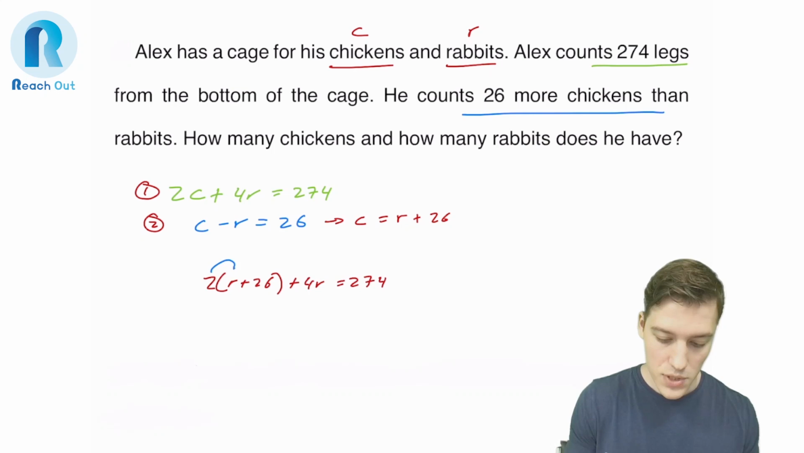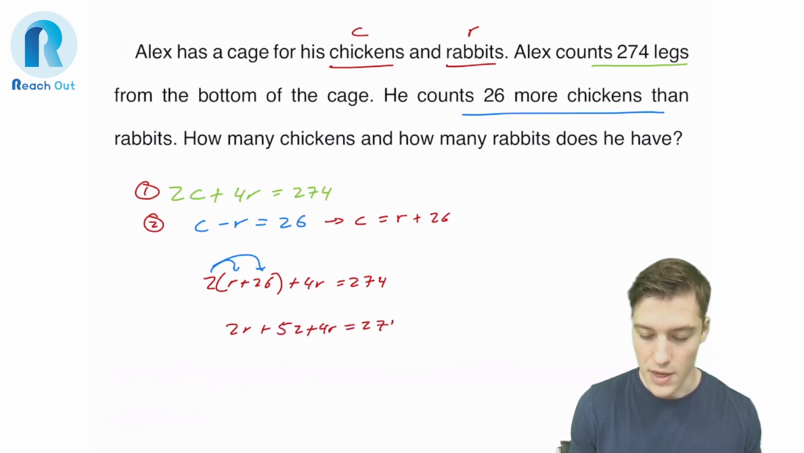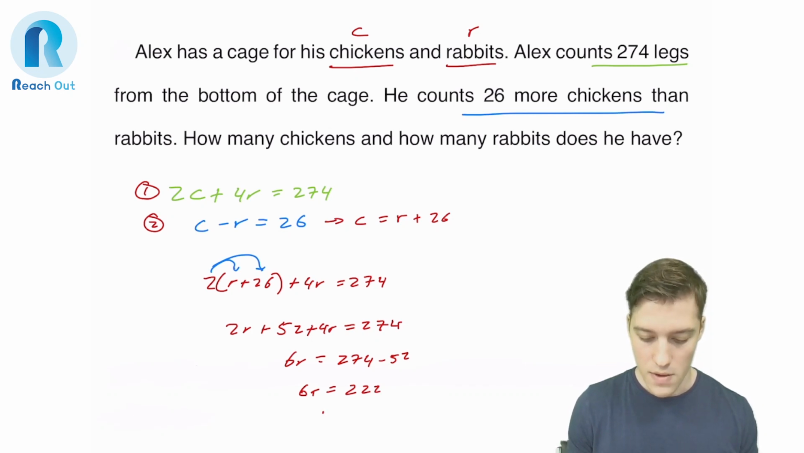To solve that, I will use a bit of distribution here and then collect my like terms. So 2 times R is 2R plus 26 times 2 is 52 plus 4R equals 274. Okay, now I just have to collect like terms. 2R plus 4R is 6R, and I'm going to take that 52 to the other side. So 274 minus 52 is equal to 222. So 6R equals 222. And now, therefore, R would equal 222 divided by 6, which is going to be 37.